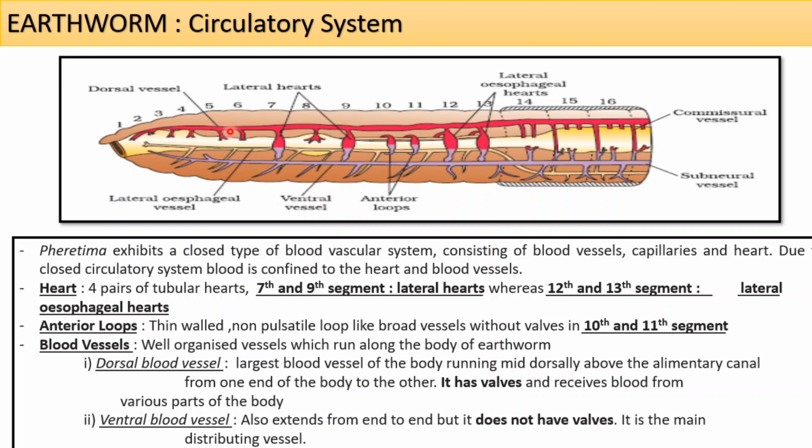Obviously you can see the blood vessel, right? ना उसके पहले anterior loops without valves in the 10th and the 11th segment. Can you see the anterior loops in the 10th and 11th? Blood vessels में we have 2 major blood vessels, dorsal and ventral. I can see this, the red one is the dorsal, जिससे dorsal surface मालूम पड़ता है. This is the line which is seen. और नीचे है ventral, right? Dorsal में valves are there, ventral में valves are not there.